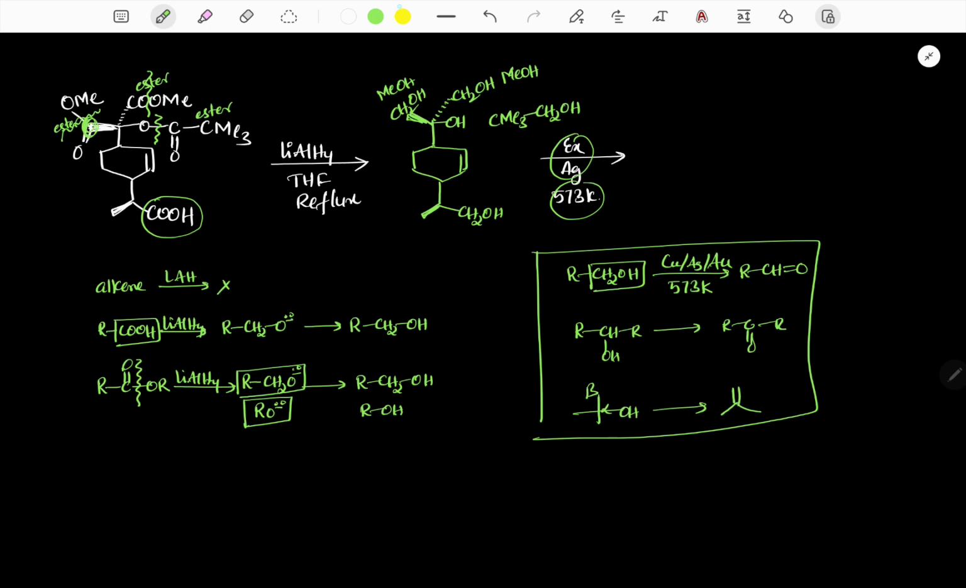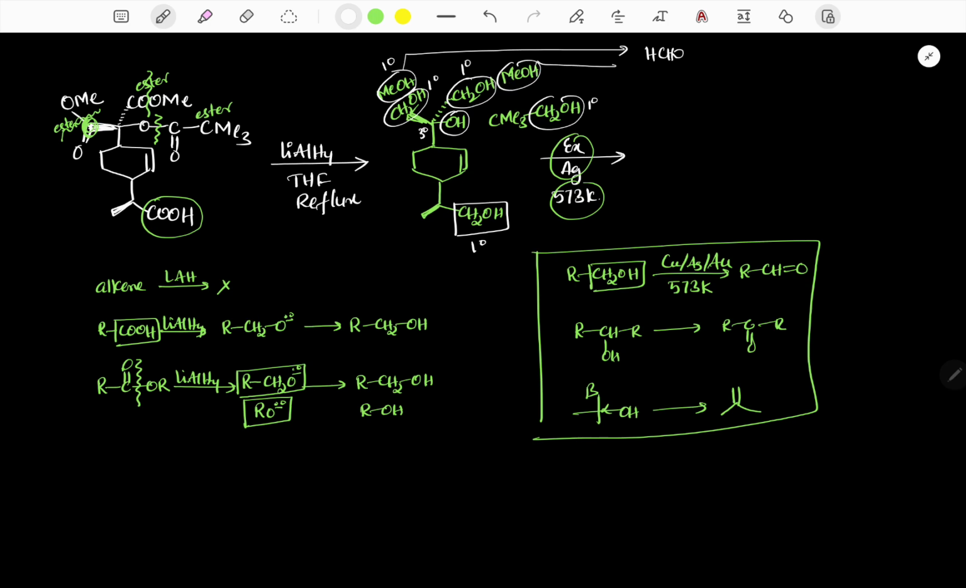So here we have to identify the corresponding alcohols. It is a primary alcohol, it is also a primary alcohol, it is also a primary alcohol, it is a tertiary alcohol, and it is again a primary alcohol. So this alcohol is oxidized to HCHO, this alcohol is oxidized to HCHO, and this alcohol is oxidized to the corresponding CHO.